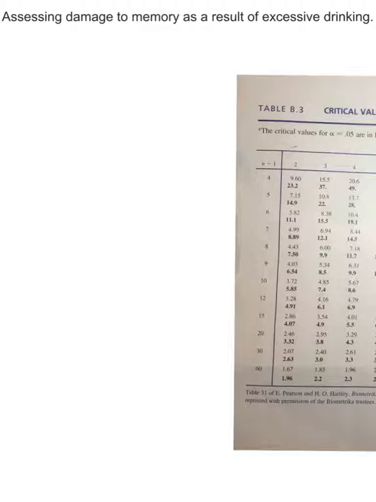A researcher wants to assess the damage to memory that's caused by excessive alcohol consumption. A sample of 10 patients with chronic alcoholism is obtained from the hospital treatment ward, and a control group of 10 hospital maintenance staff is also pulled for the study. So we have drinkers and non-drinkers.